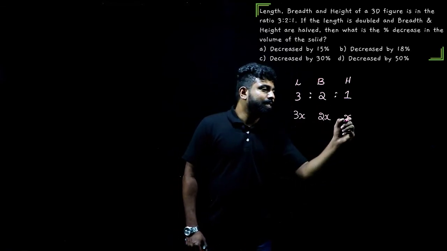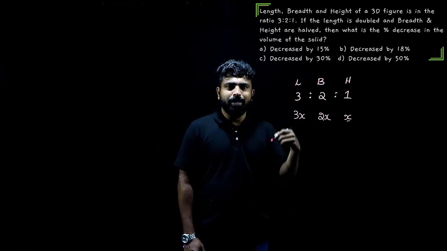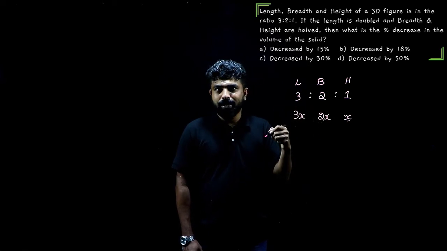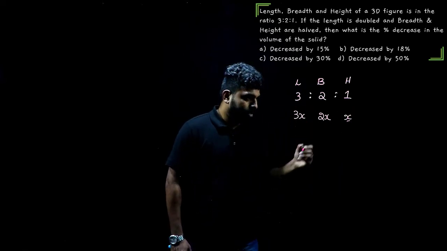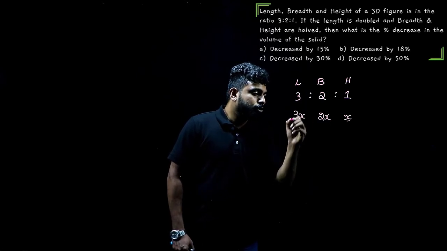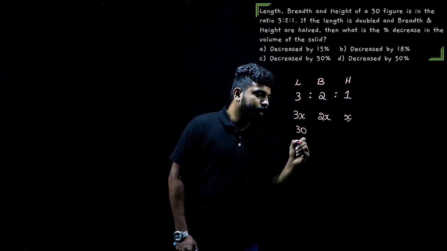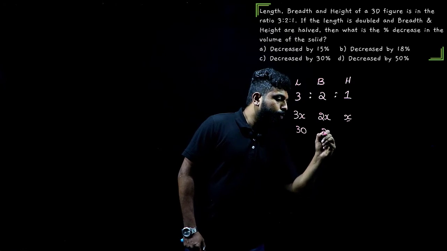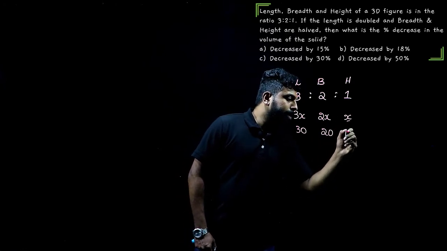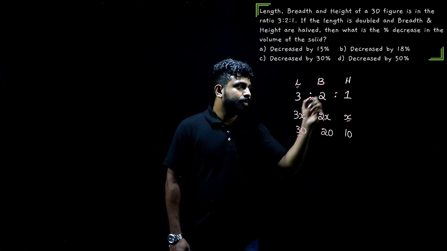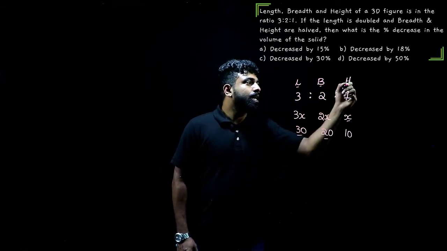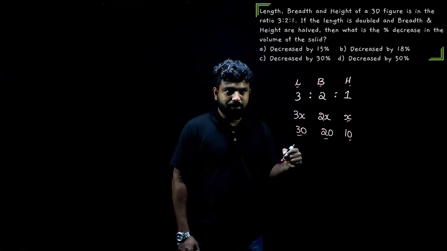So now let me consider the value of x to be 10. The x value can be anything, but for my easy calculations, I'll be assuming x to be 10. So if my x is 10, then 3x will be 30, 2x will be 20 and x will be 10. Meaning my length would be 30 meters, breadth will be 20 meters and height will be 10 meters here.